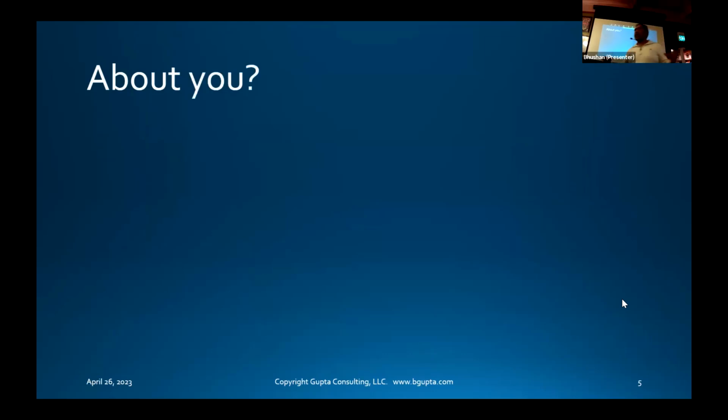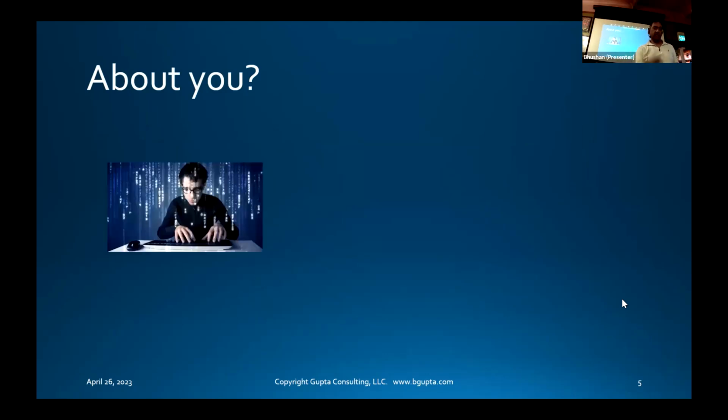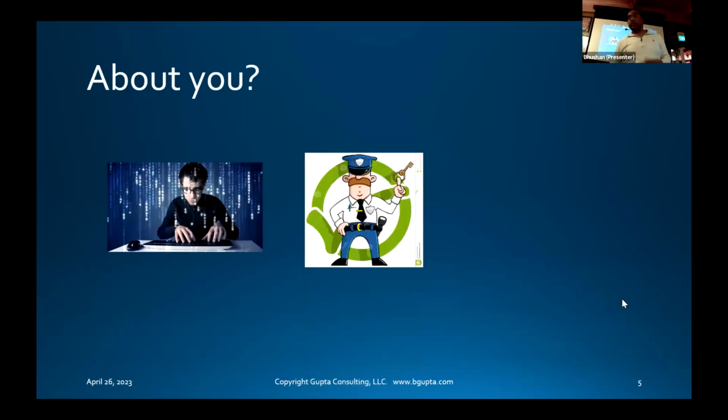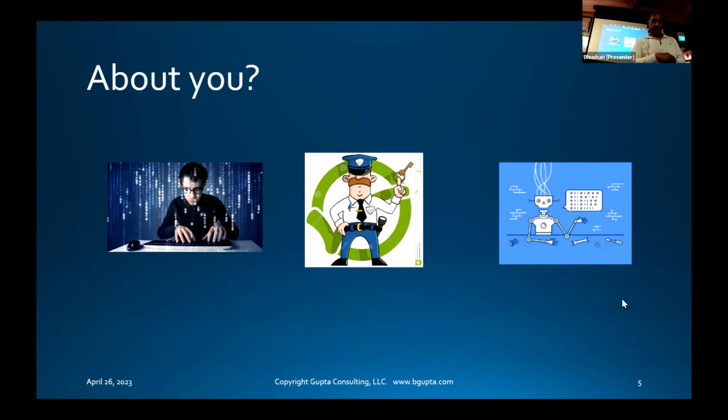Now, if you are here thinking about security, you're one of these people. You are either a coder, you write code, you design that code, or you could be a security chief, somebody who is watching the system, or you could be a hacker. Think about different things. So this may be one of your roles, maybe not, maybe you're just a quality person and you want to know more about security.